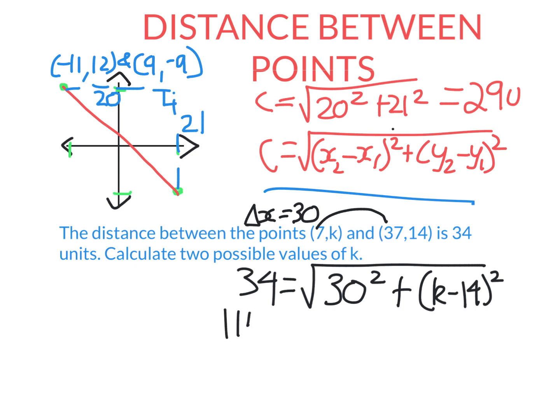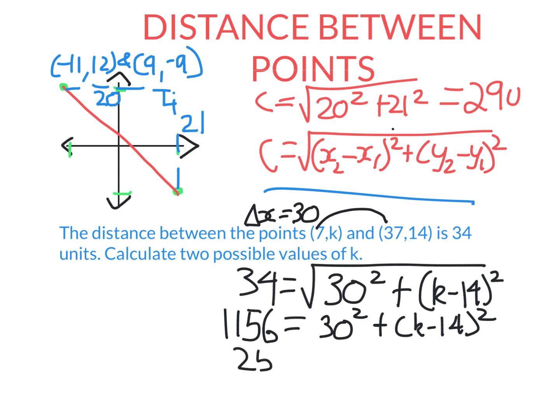We're just going to square both sides. So 34 squared. Now, when I square this side, I just get rid of the square root. That's why I'm doing it. Square and square root undo each other. So I get 30 squared plus 30 squared is just 900. So subtracting 900 from both sides, I get 256 is equal to k minus 14 squared.